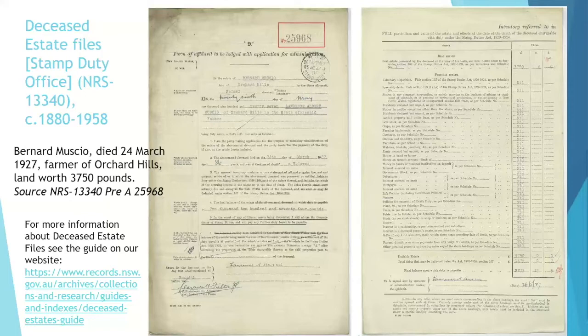So here we have the deceased estate for Bernard Musico, who is described as being of Orchard Hills. He died in 1927 and he left land valued at £3,750.